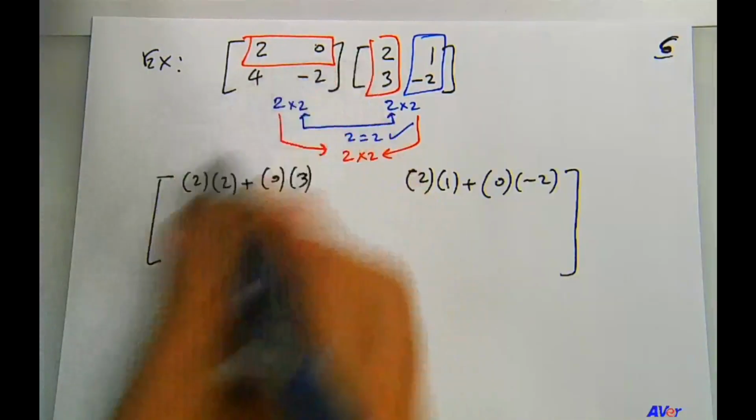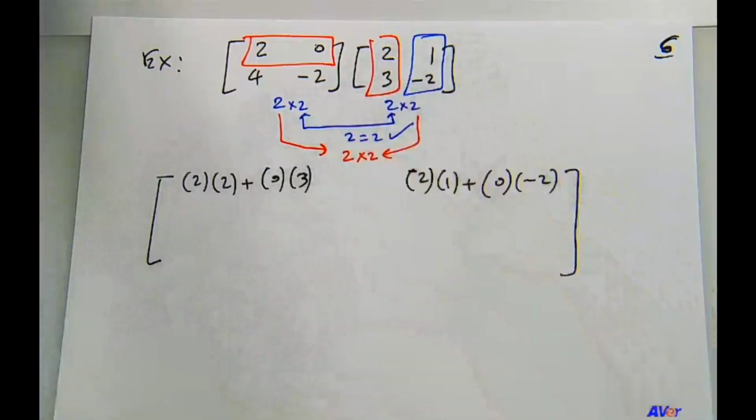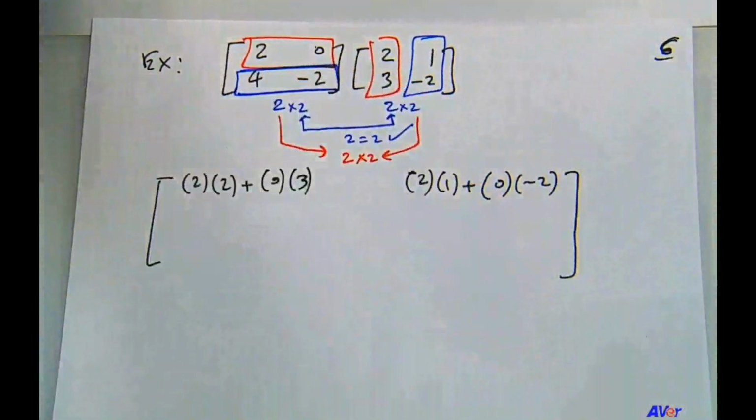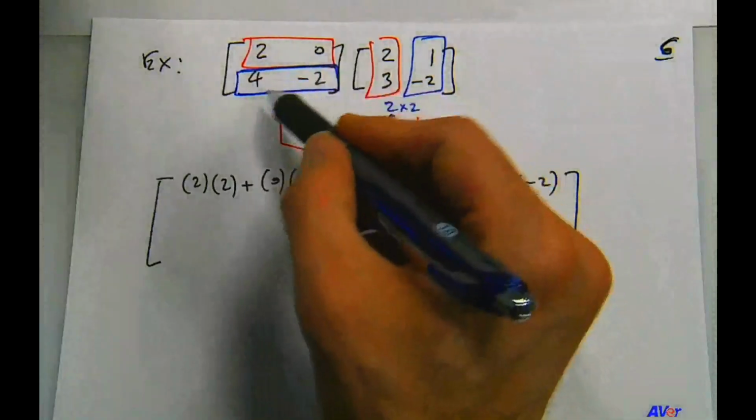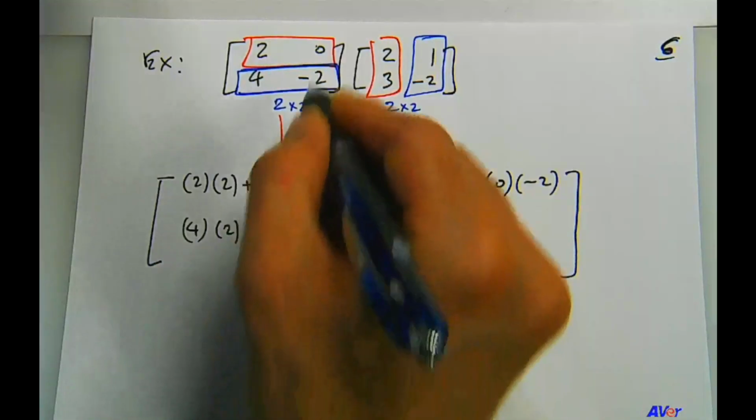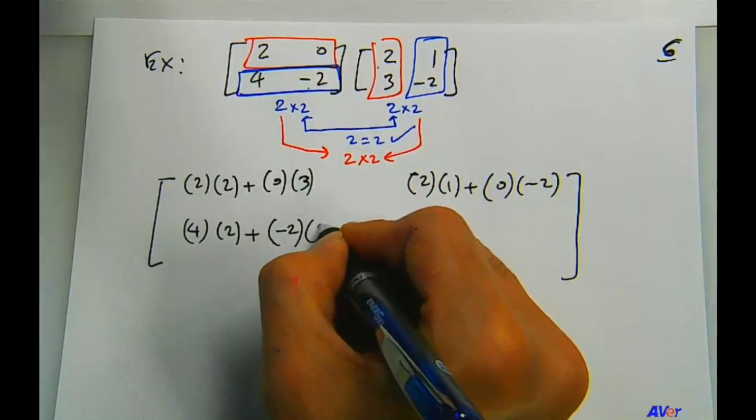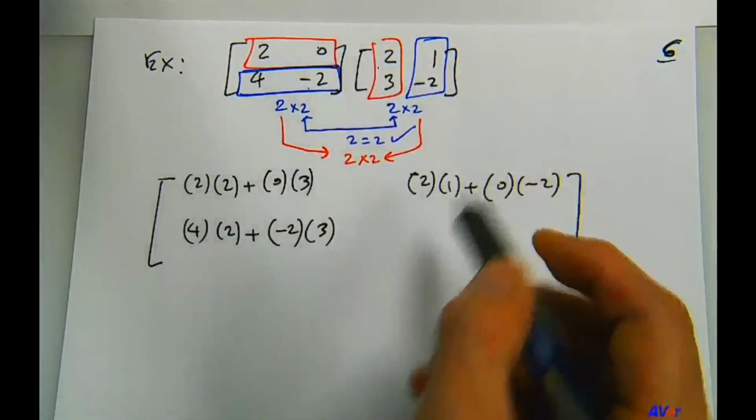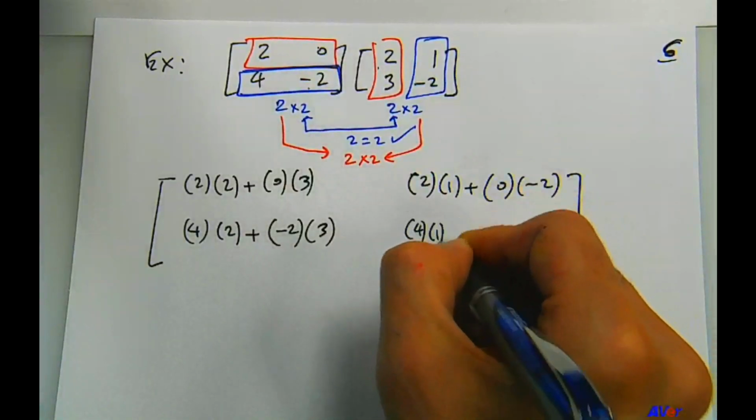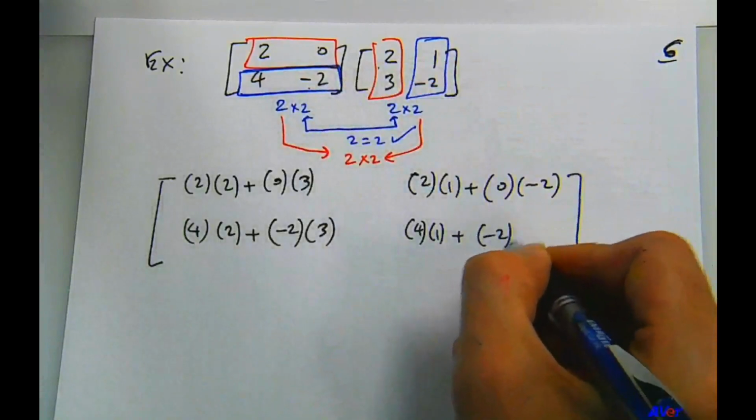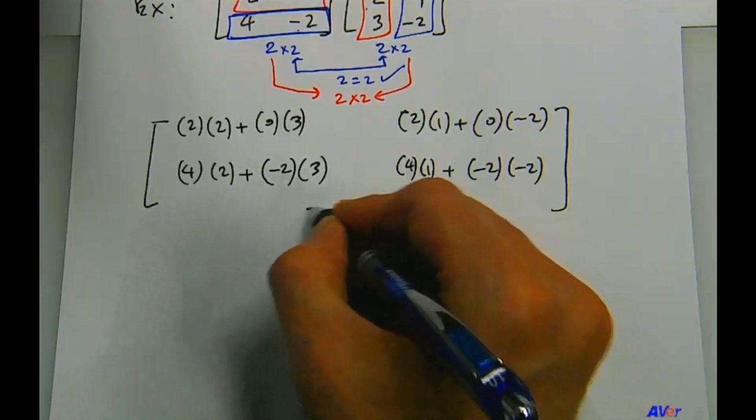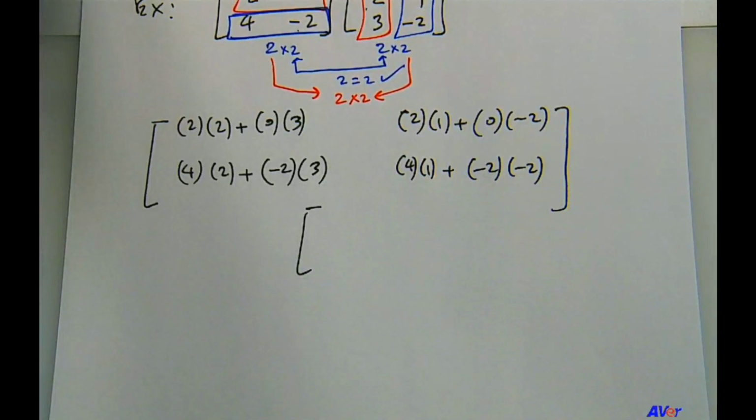Then we're out of columns, right? So we switch to the next row in the first matrix. So 4 and negative 2. Okay, so 4 times 2 plus negative 2 times 3. That column is done. Let's move to the second column. 4 times 1 plus negative 2 times negative 2, right? So let's do the arithmetic for this.